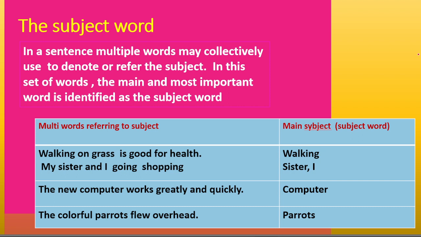Now, if you want to know more about subject and predicate and sentence and the other different types of subjects or predicates, you can check out the video where I talk about sentence. So, subject word. In a sentence, when a subject is written or is accompanied by some other words, then the main word which describes the subject or which denotes the subject is termed as subject word.